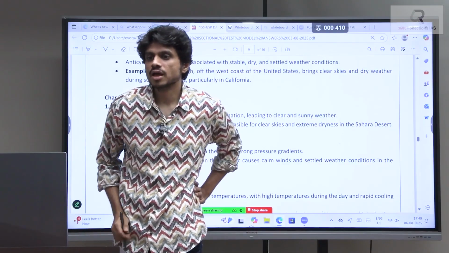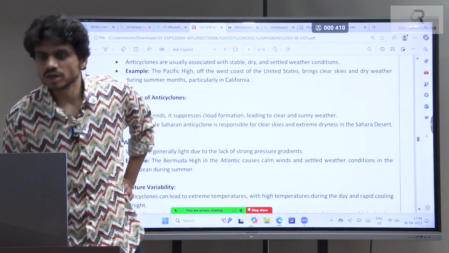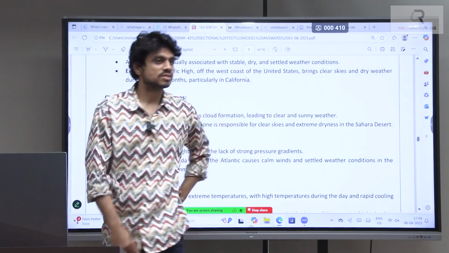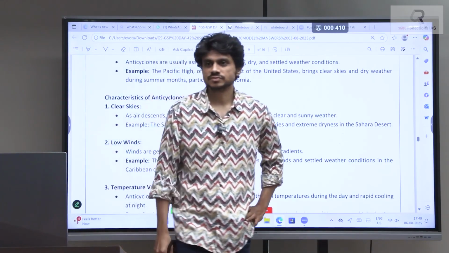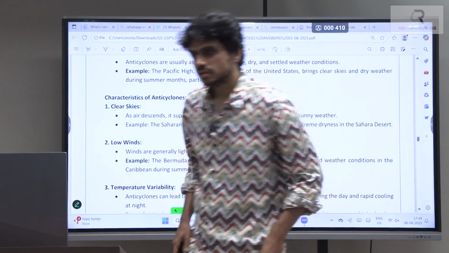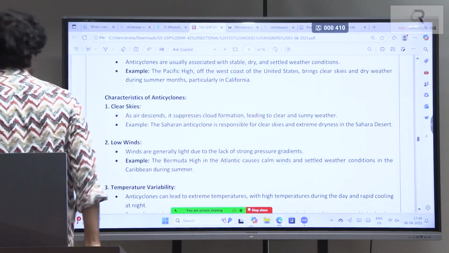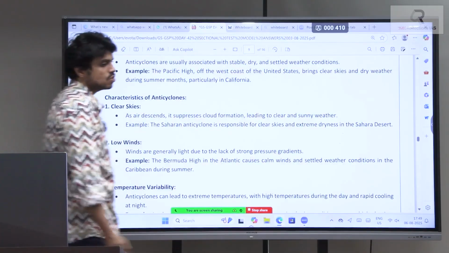For clouds to form in a desert, should the wind rise or sink? Wind should rise. Here the winds are sinking, so there are no clouds.